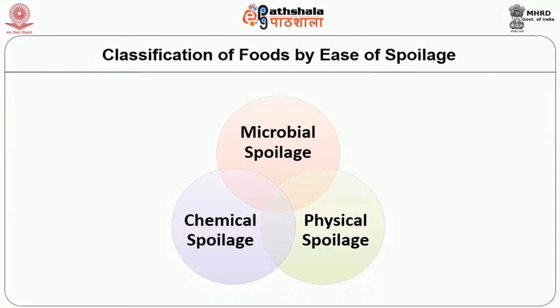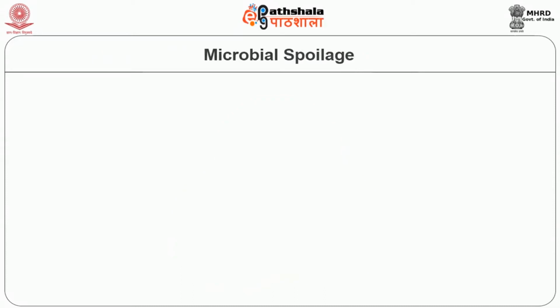Decomposition or decay of foods turns them unfit for human consumption. Such decay of foods may be broadly classified into the following three types. They are microbial spoilage, physical spoilage and chemical spoilage. Let me look into the individual spoilage types. First is microbial spoilage.